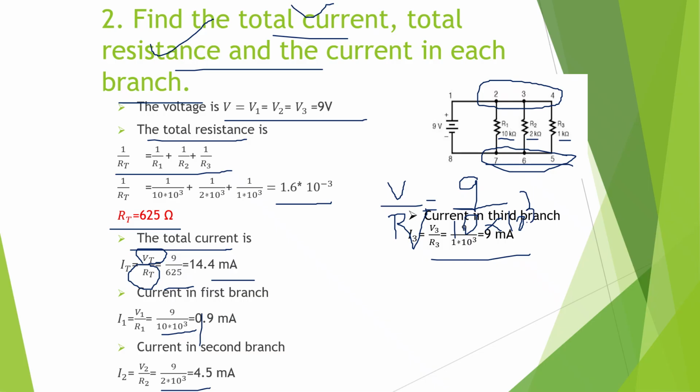For the total, the voltage is the same in the circuit. The total resistance is 1 by R1 plus 1 by R2 and so on, and the current is V by R. So we are finding it as V by R. If we have only two resistors in parallel, you can go for current division. Otherwise you have to do it like this.